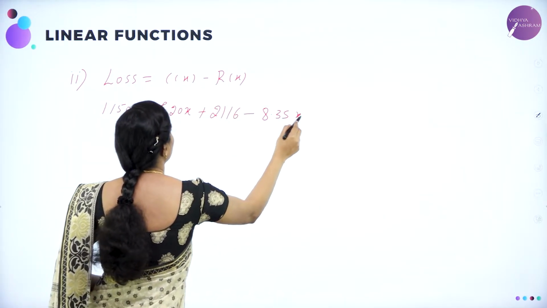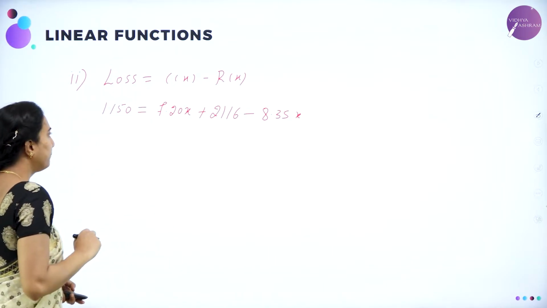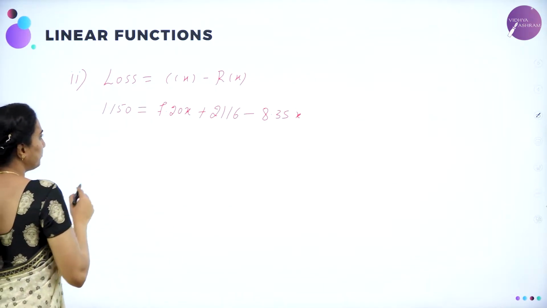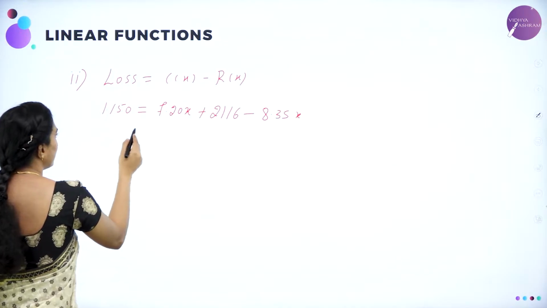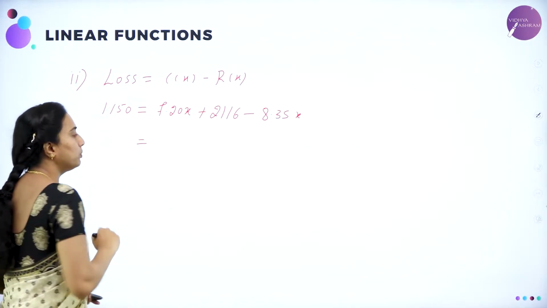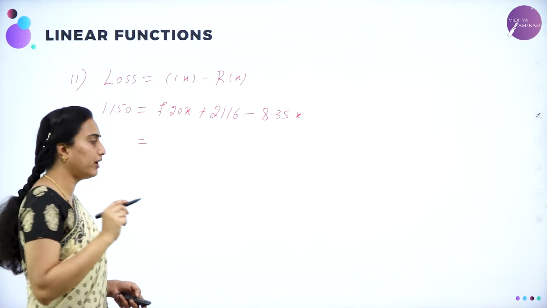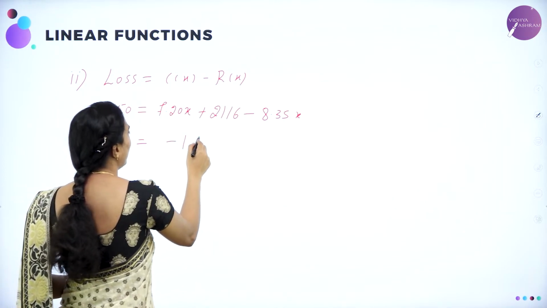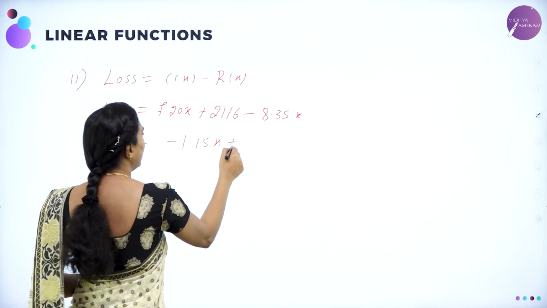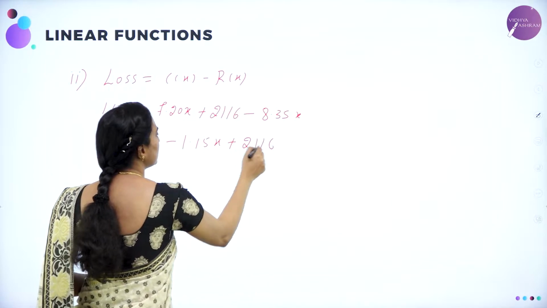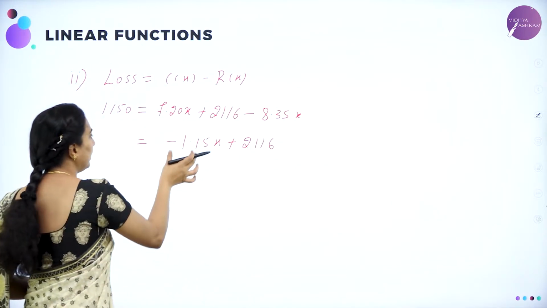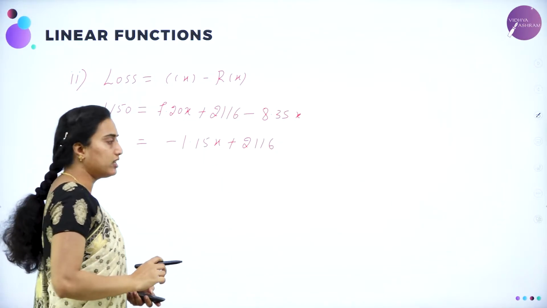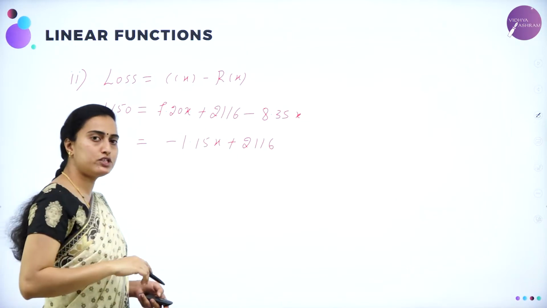Now you can have here, which is equal to, you can bring, see, 7.20x minus 8.35x is minus 1.15x plus 2116. Now you can bring this to the left hand side and this 1150 to the right hand side.